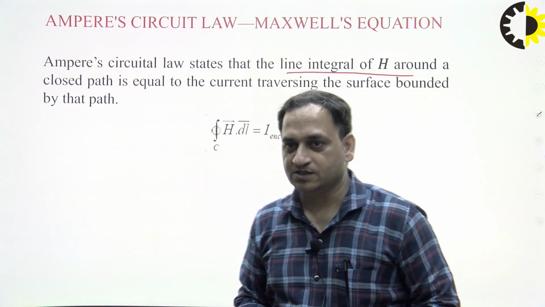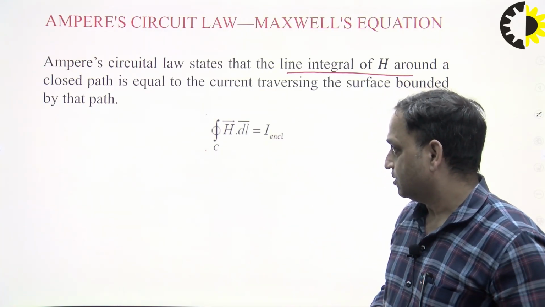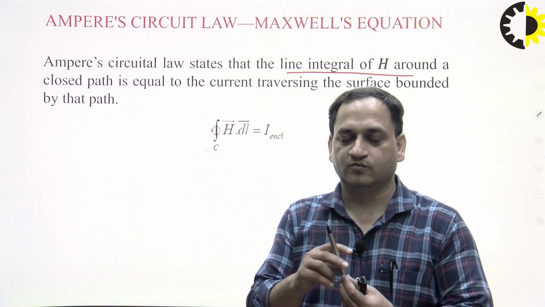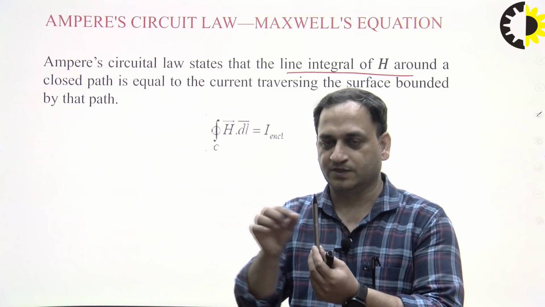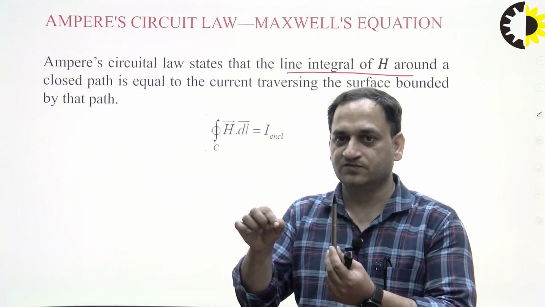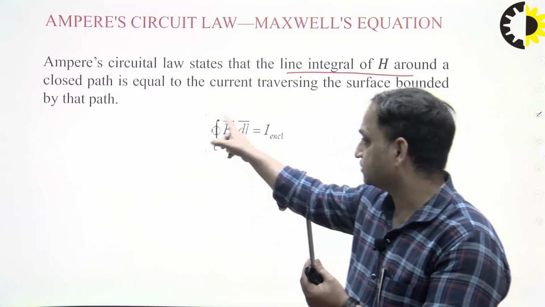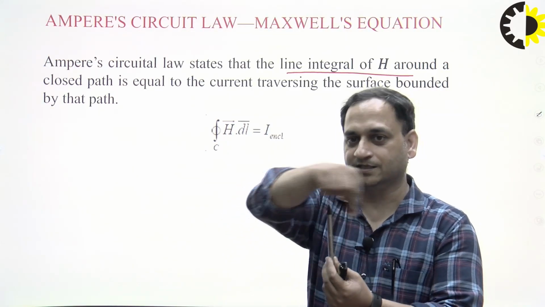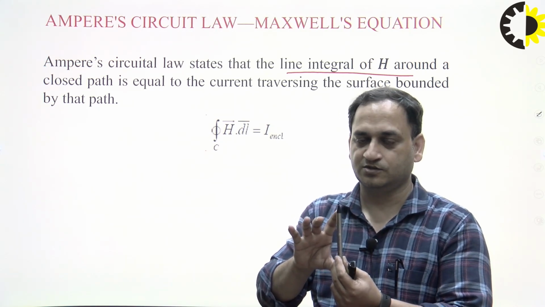How is it represented? It is represented as the closed line integral of H dot dl is equal to I enclosed. When we have a current-carrying conductor and want to find the magnetic field at some point away from it, we simply use this formula, where the closed path encloses the current-carrying conductor. This is one example; it may also be a current sheet or a current volume.